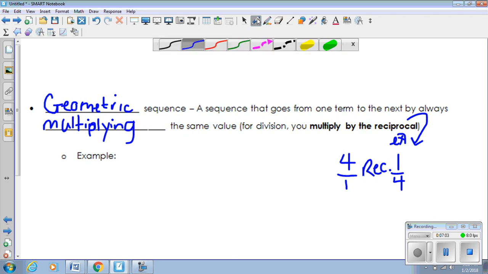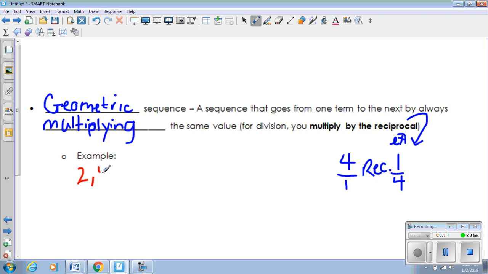Alright, let's look at an example of a geometric sequence. An example of a geometric sequence would be 2, 4, 8, 16, and 32. For this one, you should know that you get from 2 to 4 by multiplying by 2. And same, 4 to 8 by multiplying by 2. So 4 times 2 is 8, 8 times 2 is 16, 16 times 2 is 32. So the rule for this sequence would be multiply by 2.